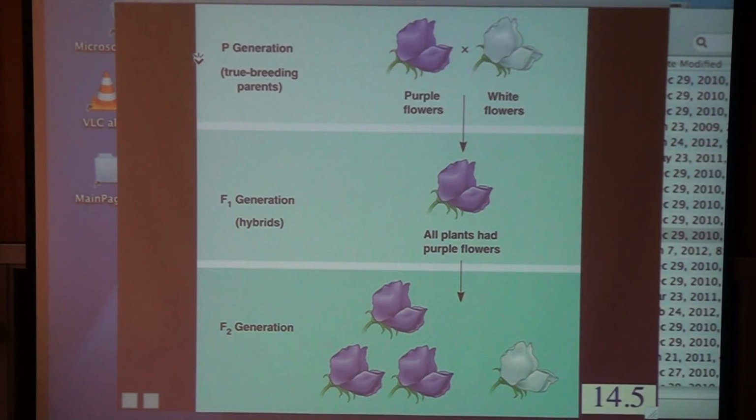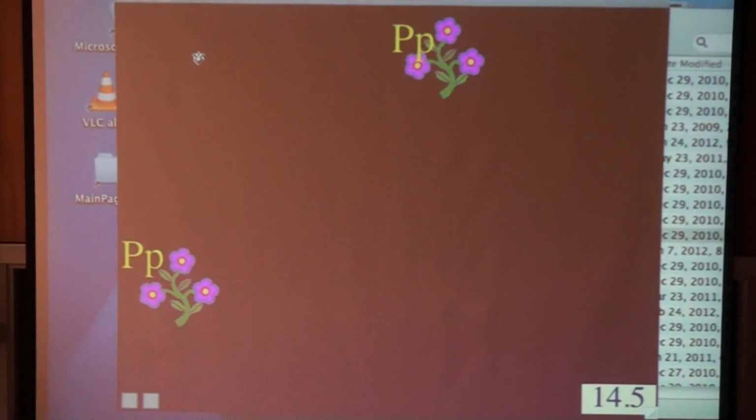Let's do the F2 generation. So Mendel then took this F1 generation, which remember are all big P, little p, and he crossed them with themselves to see what the F2 generation would be. And he found generally of the F2 generation that was produced, 3 out of the 4 were purple, but 1 out of the 4 was white. Here's the Punnett square crossing the F1 generation. So all the F1 generations are big P, little p.